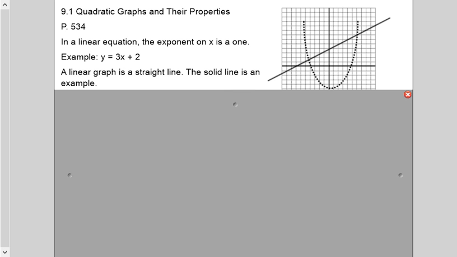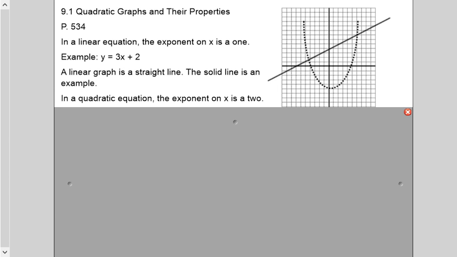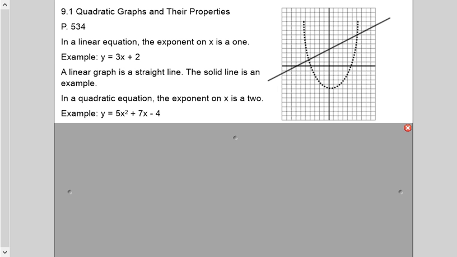Now we have to move into some new stuff, some quadratic stuff. We first used the word quadratic in the last chapter when we were talking about the fact that quadratic means that the exponent on the x has to be a 2. In a quadratic equation, the exponent for the x is always a 2. That's what quadratic means. An example of that, y equals 5x squared plus 7x minus 4. You see the exponent on the letter x is a 2. That makes this a quadratic equation.